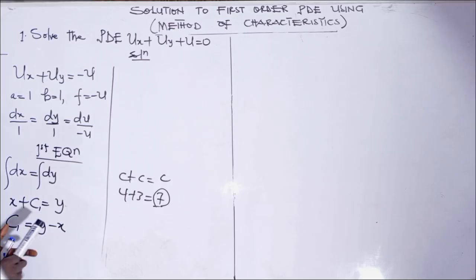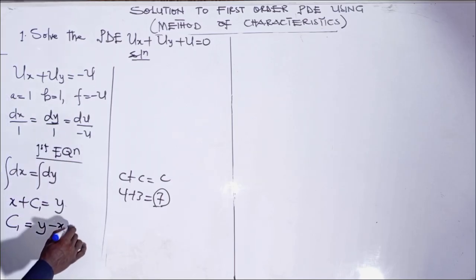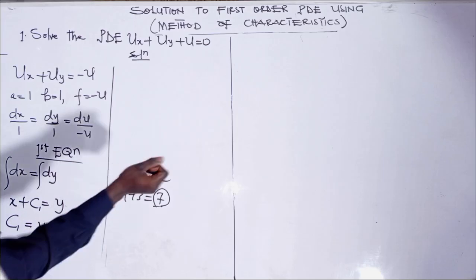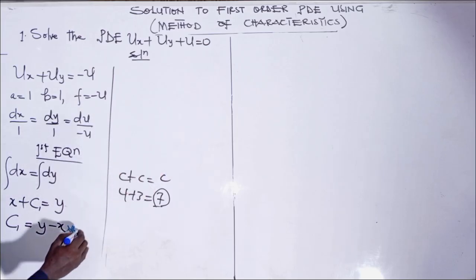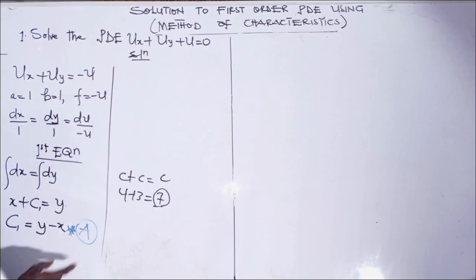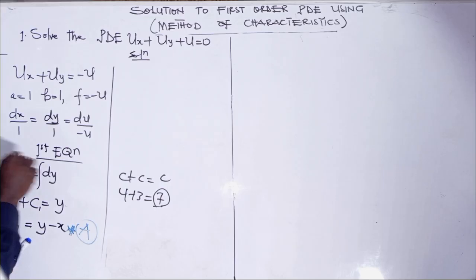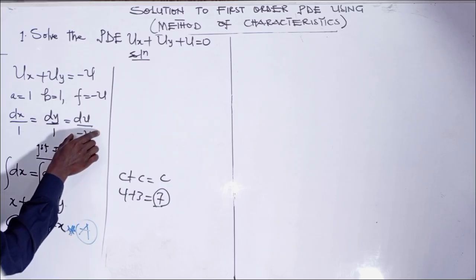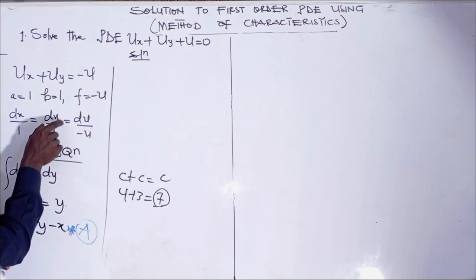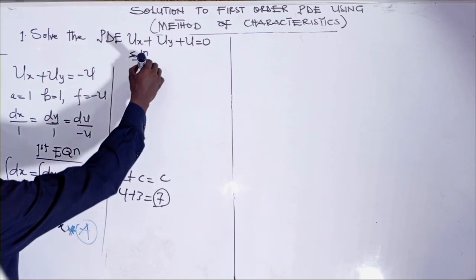So we have one of them. Now, since f is not equal to 0, we are going to get two equations. Now we have the first one. Let's look at the second one. With the second one, we are going to pair the du with any of these. You can pair du with this, you can also pair du with that. So let's pair the dy and then the u together. We have our second equation.